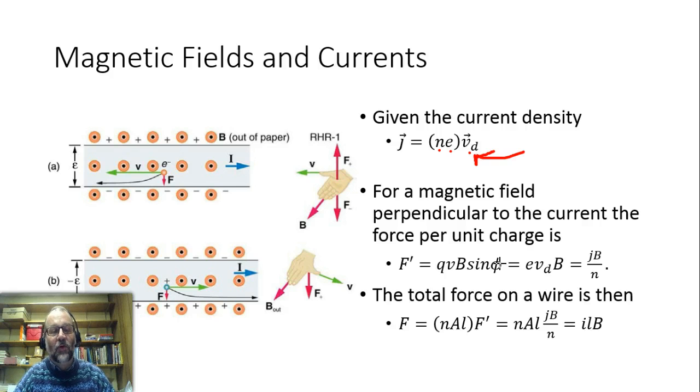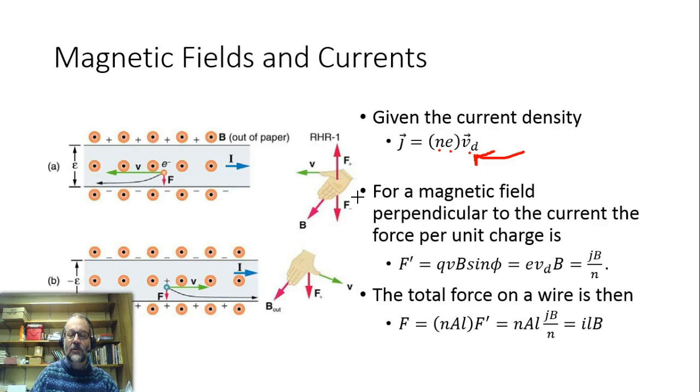The total force on a wire then is the total amount of charge in the wire, which is the charge density times the cross-sectional area times the length. That gives you the volume times the charge density. That gives you the total charge in a given length of wire. So the total charge in a given length of wire times the force on each charge gives us the total force on the wire. That works out to be N times the area times L times JB over N, which we can rewrite as ILB.